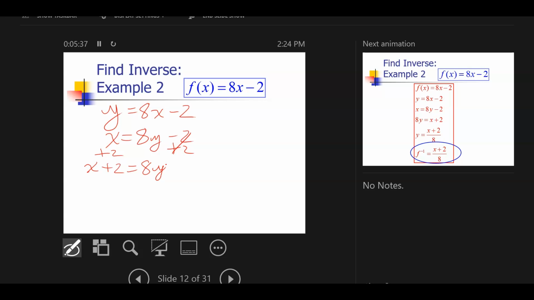All right. Now, real quick, to get rid of this 8. Divide, yes, divide by 8, divide by 8. A big division on the left side. Okay? And we rewrite it with function notation. F inverse x equals x plus 2 over 8. Big old fraction, okay?